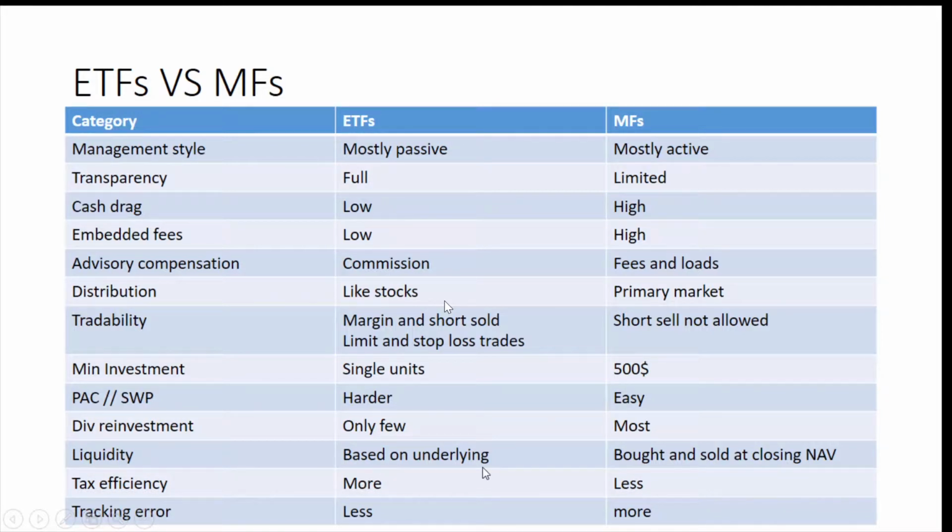Liquidity is based on the underlying for ETFs. For mutual funds, you buy and sell at closing NAV. Tax efficiency is more in ETFs because they are more passive. Less in mutual funds because they are active. Tracking error is less in ETFs and it is more in mutual funds.